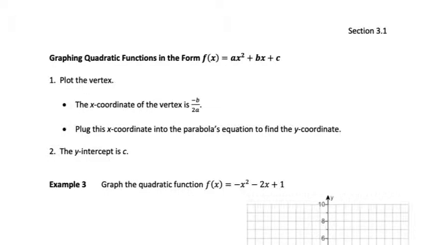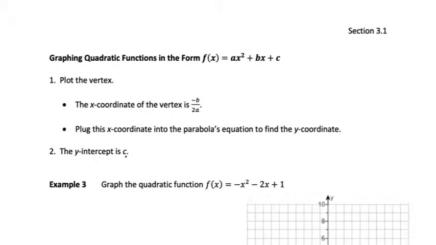So to find the vertex, first we have to calculate the x-coordinate using the formula negative b over 2a. So we plug in b and a, and then we figure out what the x-coordinate is. Once we get the x-coordinate, we plug that into our function, plug it in for x, to find the y-coordinate. And then we can plot the vertex.